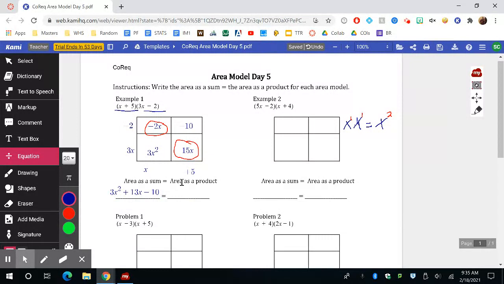Now I'm going to move on to the area as the product. And that gives me, for that I just have to type whatever is given here. The length times the width, which technically was given to us here. Okay, so x plus 5. Don't forget your parentheses, 3x minus 2.